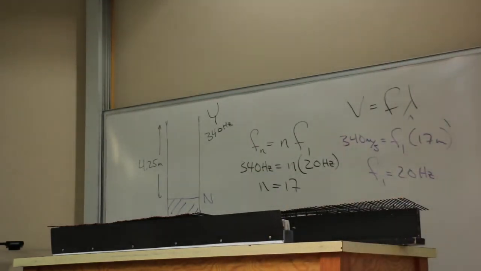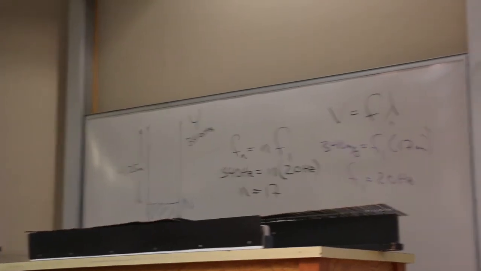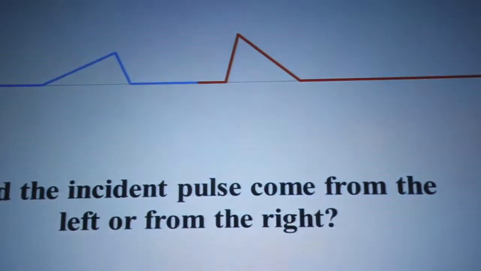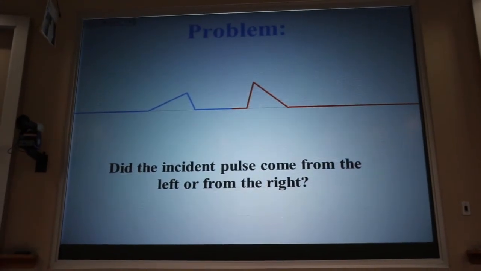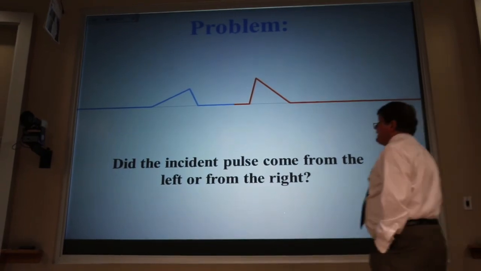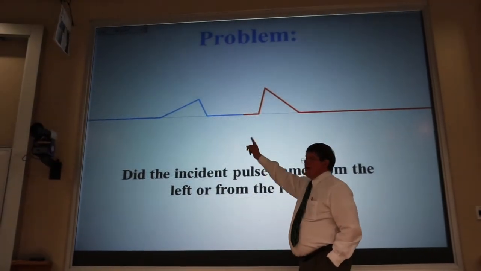Now, here I have represented two springs. They're tied together. One of them's fast and one of them's slow. I had a pulse, an incident pulse, come in, hit the boundary and split. After that pulse split, I took this picture. Can you tell which spring is the fast one and which one's the slow one? Okay, the fast one's on the left.